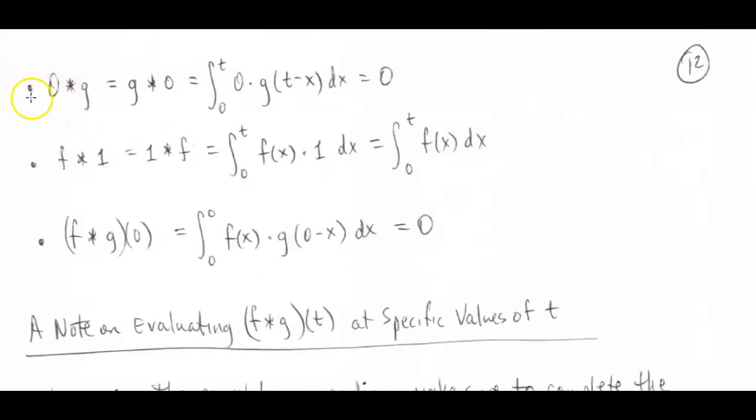So, other properties: we see that if I convolve some function g with the number 0, or if you want to translate it as the function y equals 0, we'll get 0 as a result of that.